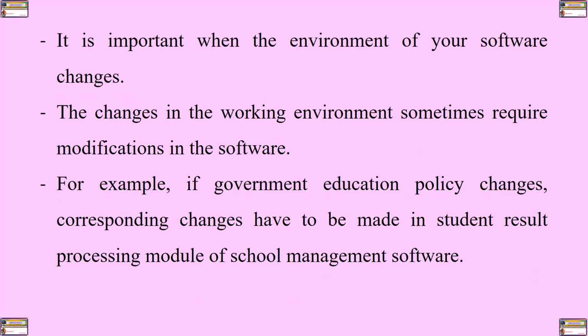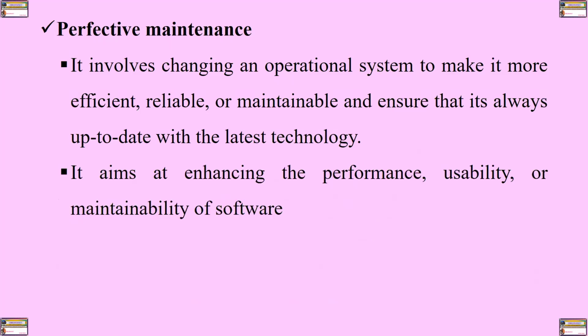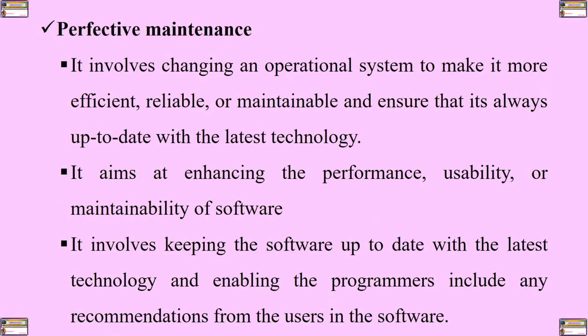For example, if government education policy changes, corresponding changes have to be made in student result processing module of a school management software. Then we have what we call the perfective maintenance. It involves changing an operational system to make it more efficient, reliable, or maintainable, and ensure that it's always up to date with the latest technology. It aims at enhancing the performance, usability, or maintainability of software.